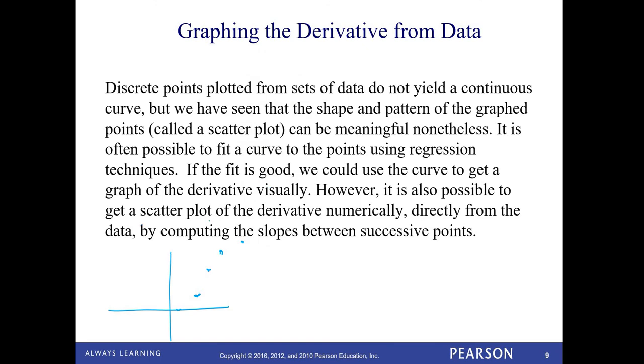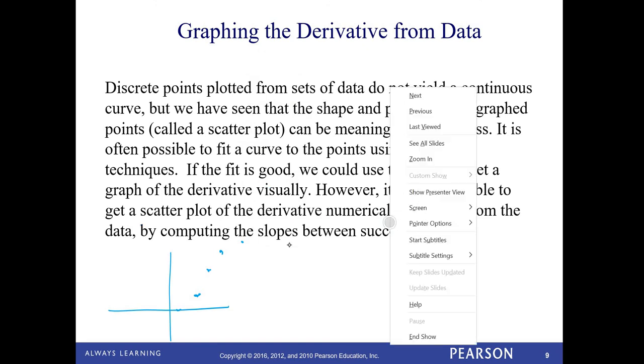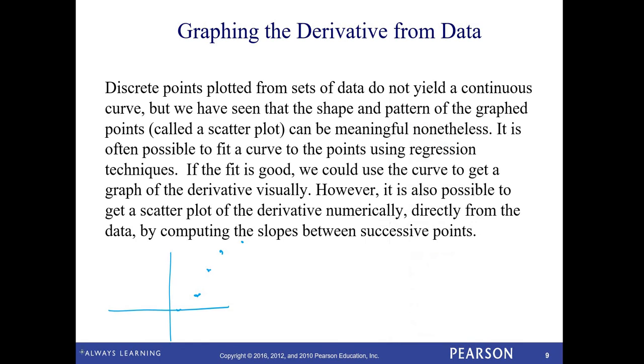However, it's also possible to get a scatter plot of the derivative from data by computing slopes between the points. So if this is all I have to go by, I can find a slope between these 2 points. Let's say that's a slope of 2. And on my derivative graph at this point, I would have a value of 2. So I can find slopes between 2 points to estimate my derivative.